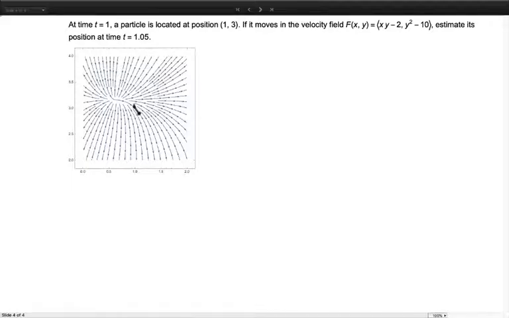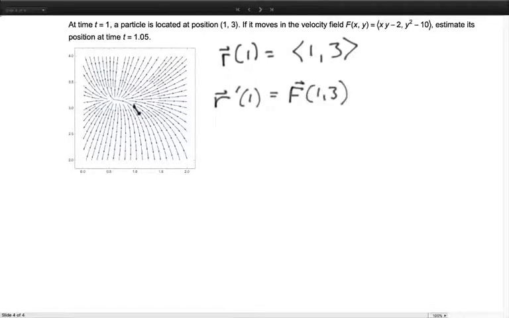Mathematica has put here what's called a stream plot, so you can really see the lines where the solutions to this ODE are. So approximating the value a little bit later, at time t equals 1.05, is straightforward. We know that we've got an initial position at (1, 3) at time 1. To find the velocity there, we just evaluate our vector field at (1, 3). It's that simple. Plug in 1 for x and 3 for y. We get 3 minus 2, and we easily get (1, -1).